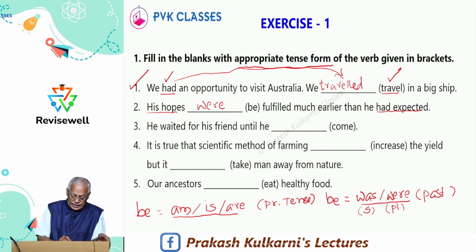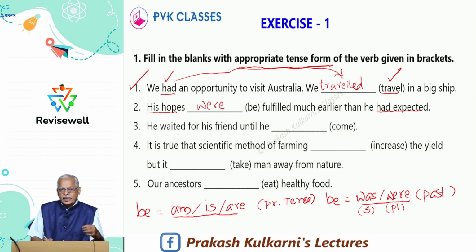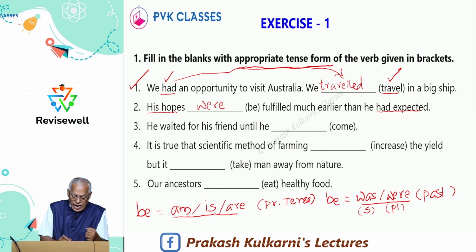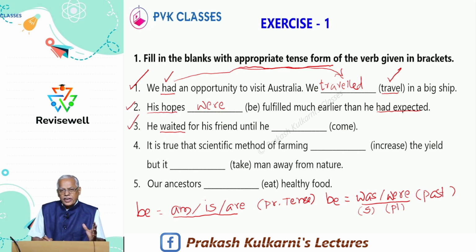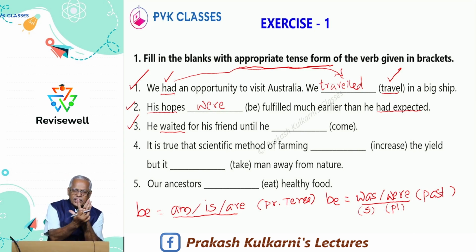Coming to third sentence, he waited for his friend until he dash. I am telling you again and again, please go through the sentence, try to read two times. In the third sentence, he waited. Waited is a past tense. Now please remember, out of 5 forms of verbs, the first one is always permanently present tense, the second one is past tense, and these 3 do not have any tense in English.